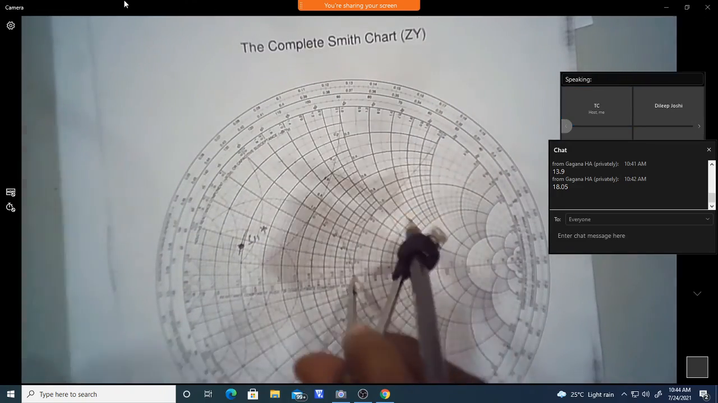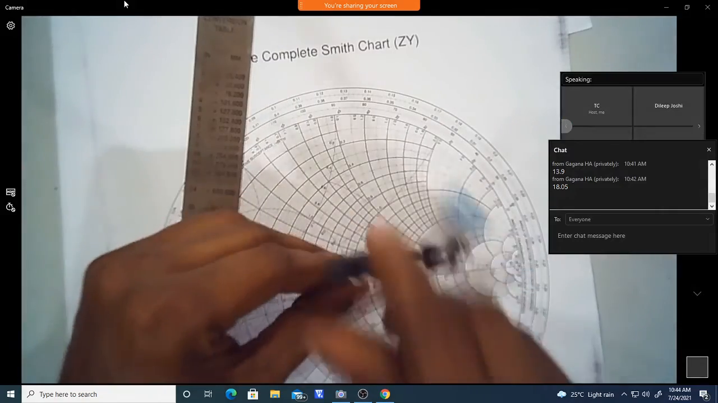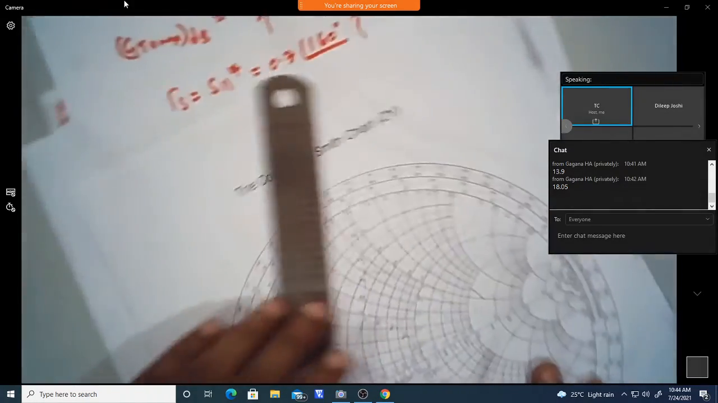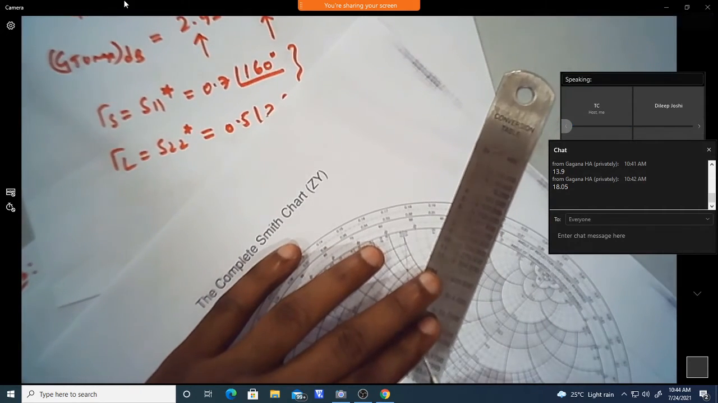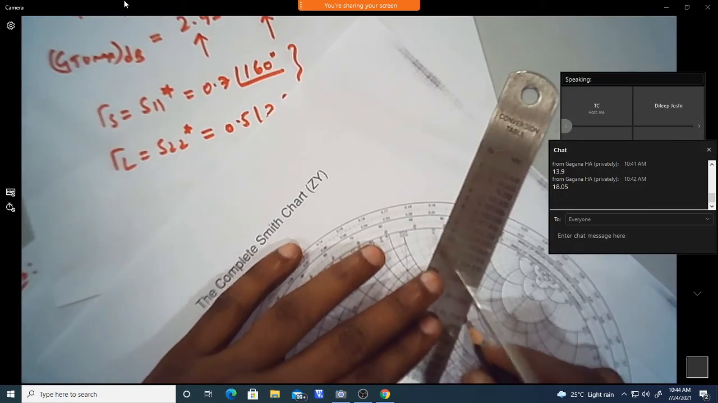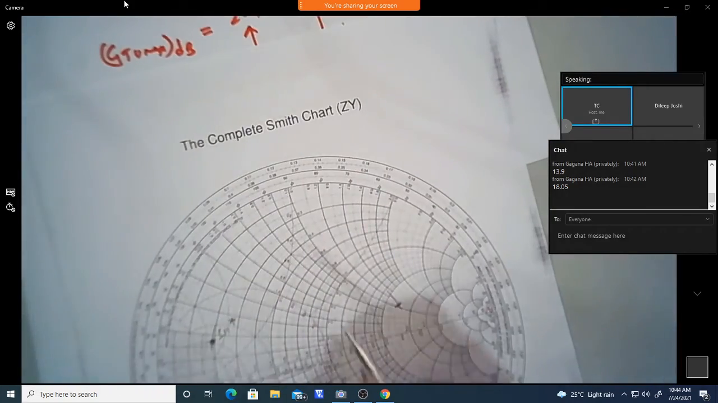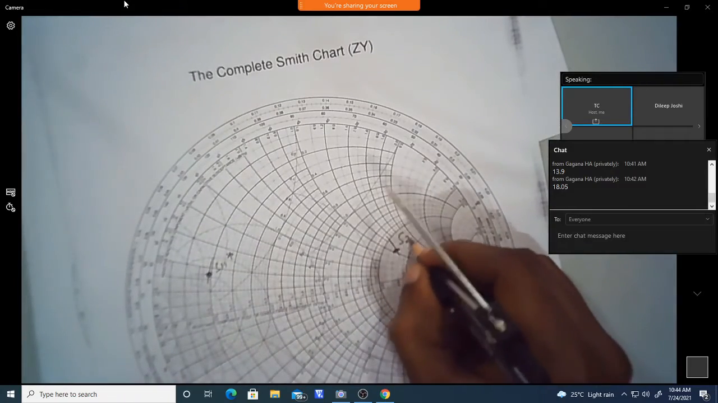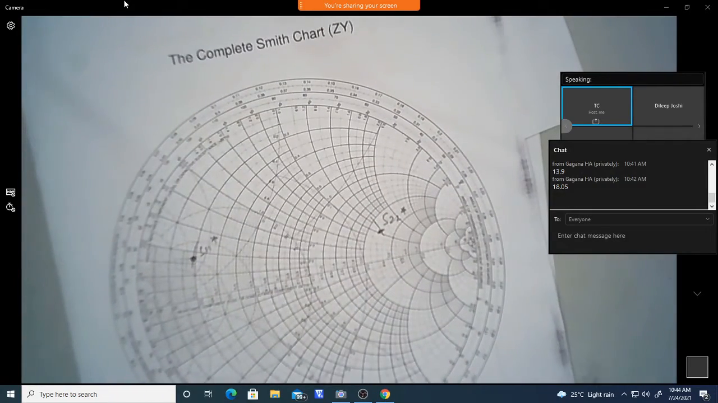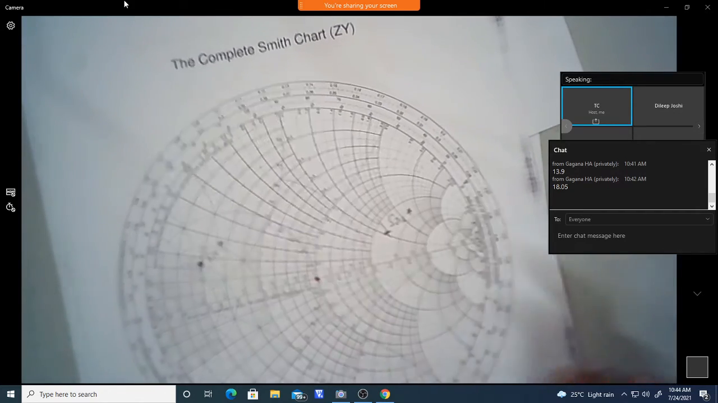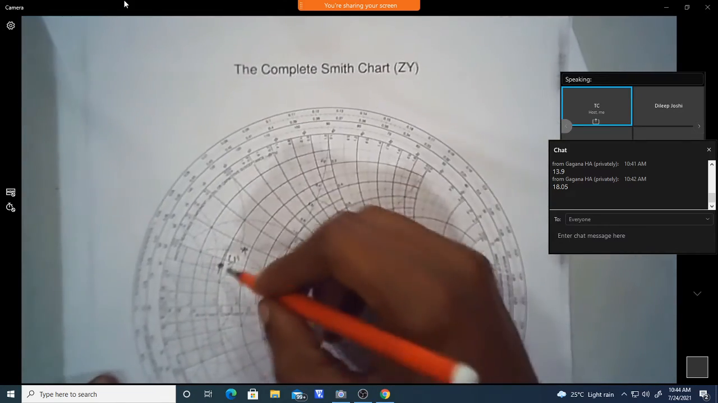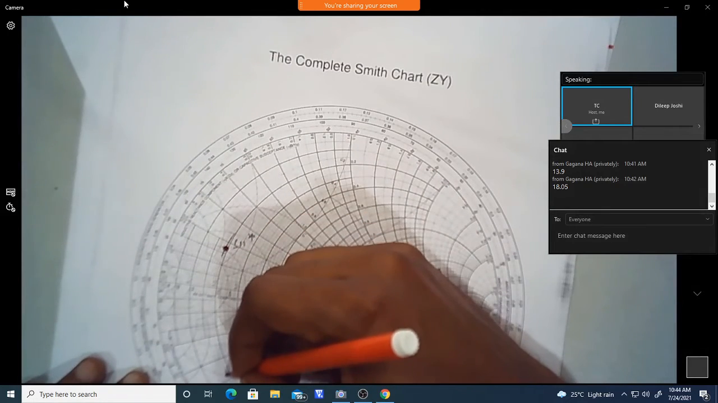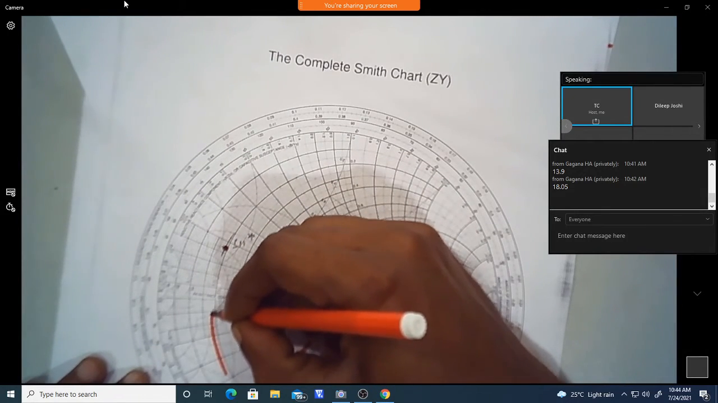So this is 0.5 radius and we have marked these two values, S11 star and S22 star. Now from these points we need to again match to the center point. From the center point we can come till the value where we are going to get this point. So it is moving parallelly on this circle.